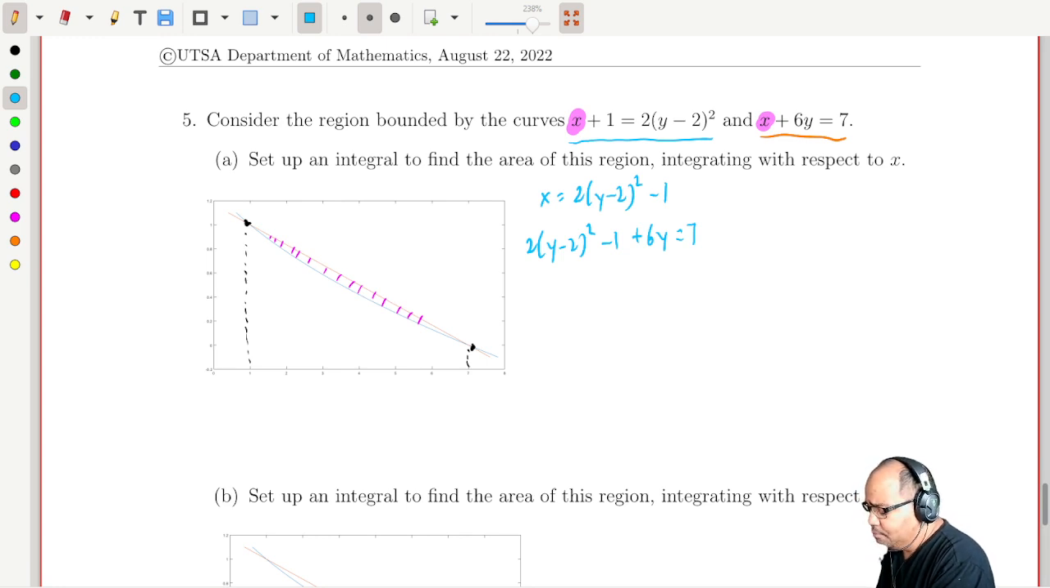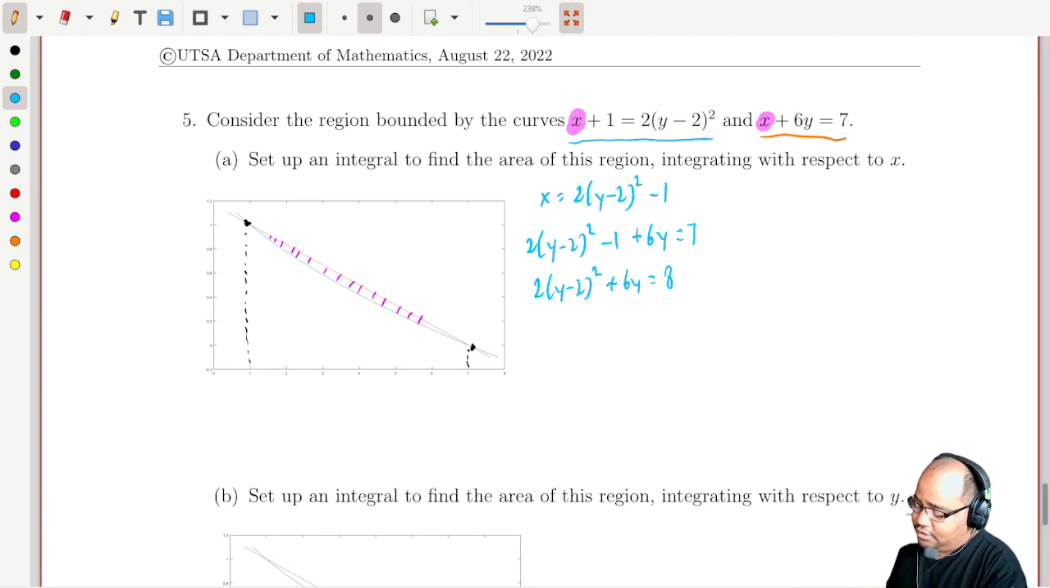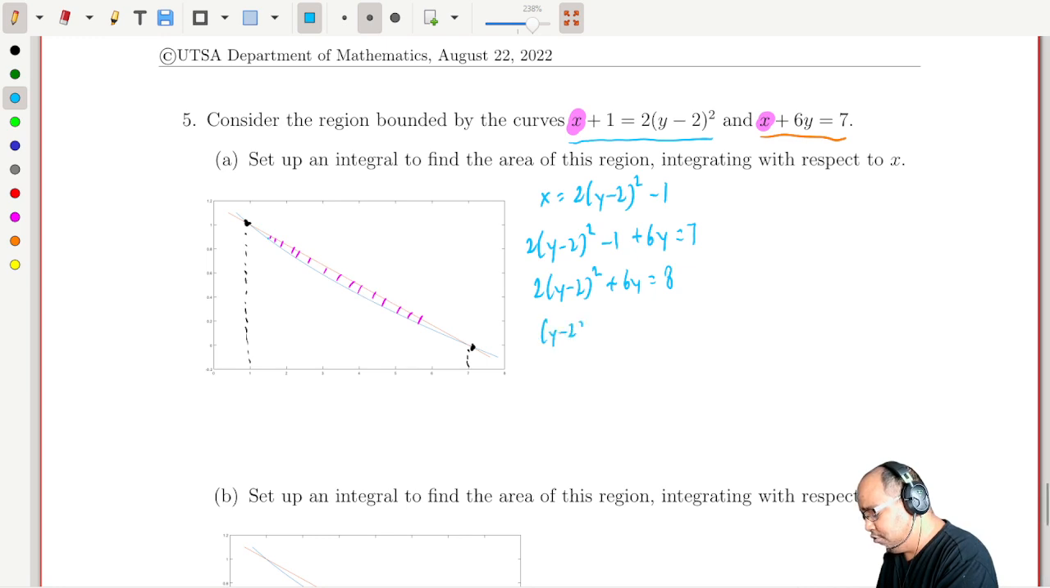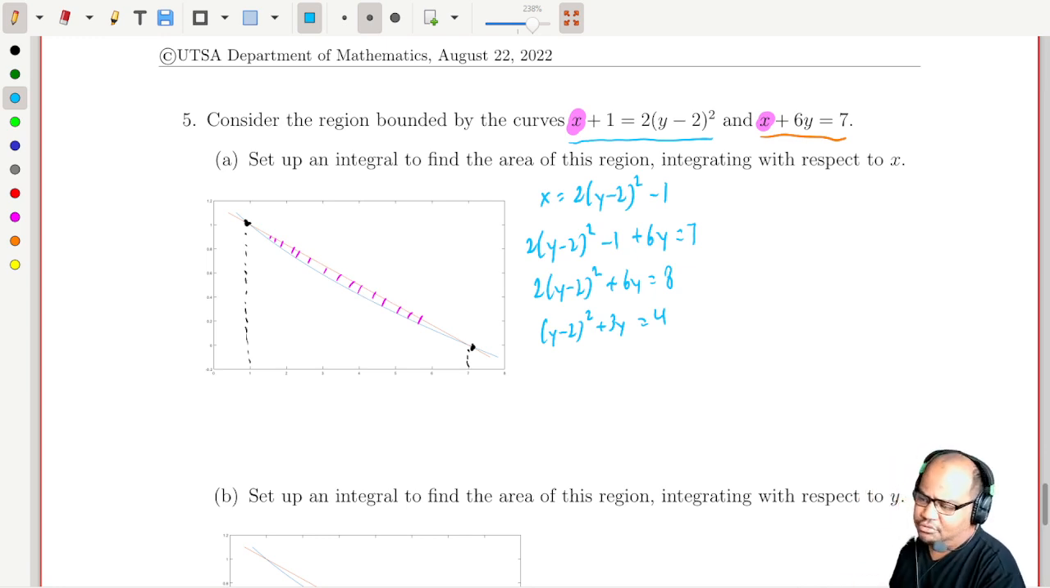And I'll go ahead and do a bit of a quick cleanup here. So 2 times (y minus 2) squared. I'm going to add 1 to both sides. Okay, so then plus 6y equals 8. 7 plus 1 is 8. And notice here that I do have a common factor of 2, which I'll just go ahead and take care of. I'll just divide through by 2 here. 3y equals 4. And now the squaring process is a little easier here.